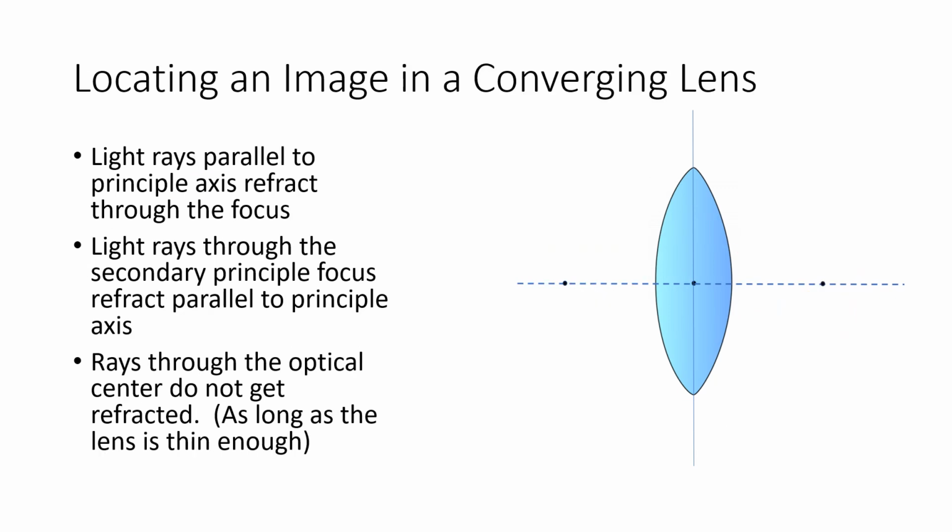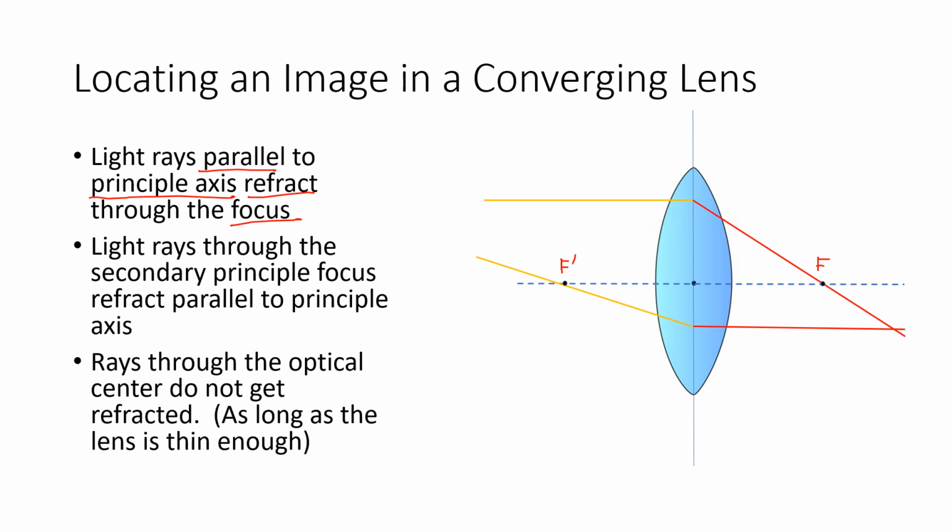So just like with your curved mirrors, there are predictable things that your light rays will do when you shine them from different angles. So first off, if we shine a light ray parallel to the principal axis, like so, it will always refract as it goes through the lens through the focal point, the focus, right? So that's F here, right? And conversely, if you shine a light through the secondary principal focus, so this F prime on this side, it'll come out parallel to the principal axis. So those are two that you can use.